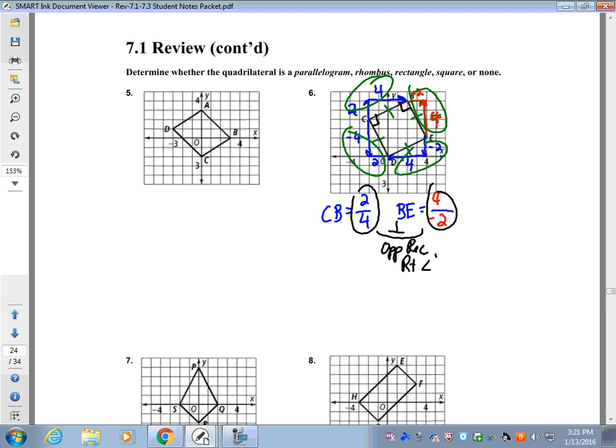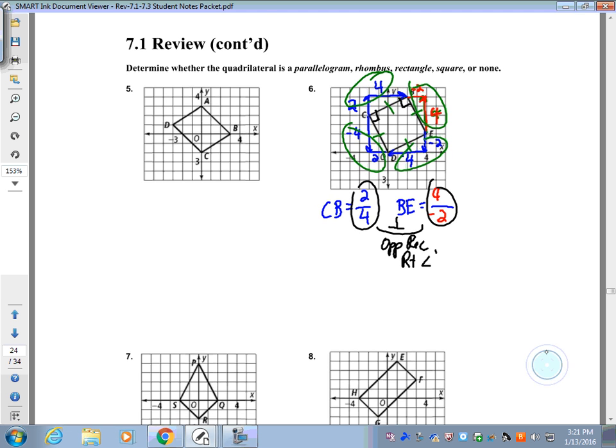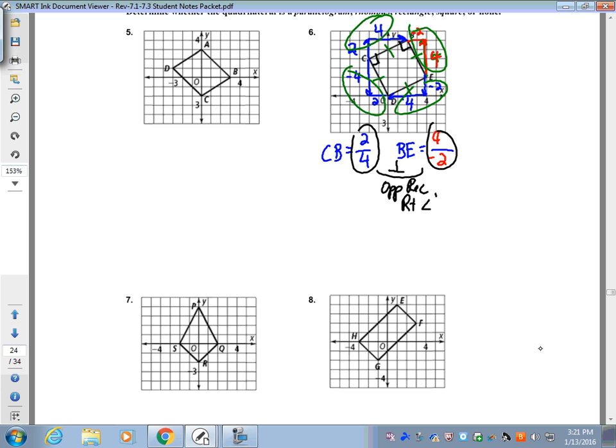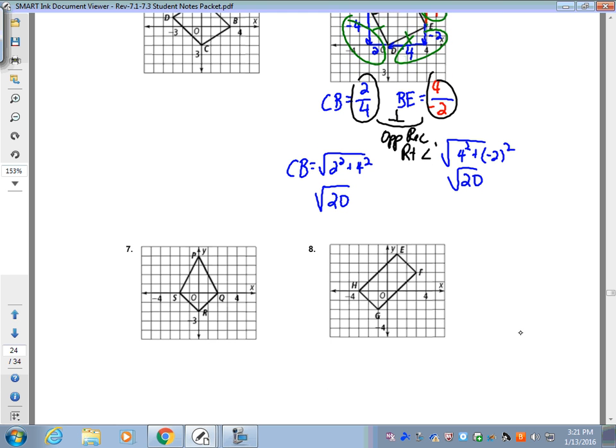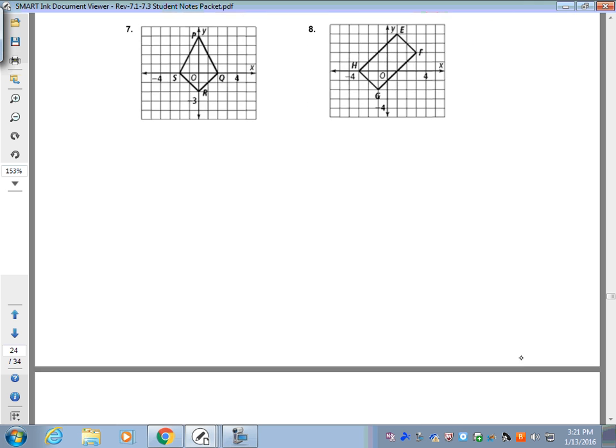All right, so if you go to CB and you show 2 squared plus 4 squared, this ends up being 20. And if I do the same thing with BE, we already know that's going to be the same. 4 squared and a negative 2 squared, this is also 20. So they're all going to end up being the same when you show the work. So that's that section. All right, so let's talk about this next section here.